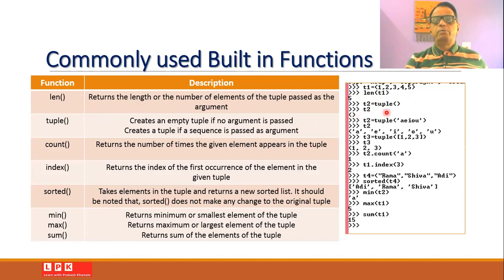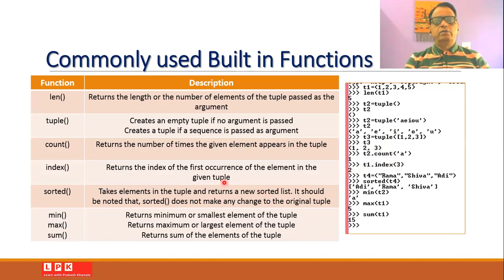So T2 = tuple() will create a blank tuple. T2 = tuple("AEIOU"): if I write a string AEIOU in the brackets, you will find that I get a tuple T2 consisting of 5 elements. Count will return the number of times the given element appears in the tuple. For example, if I write T3 = tuple((1, 2, 3)), I will get a tuple T3 consisting of the elements 1, 2, 3. If I write T2.count('A'), then I will get the result 1.